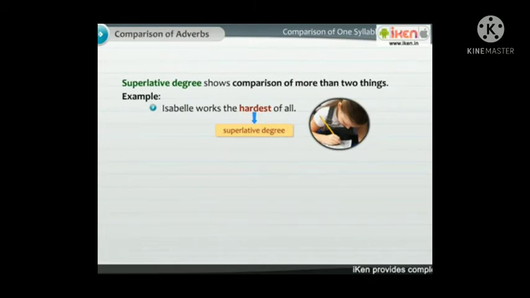Now the next degree is superlative degree, which shows comparison of more than two things. Yes, in adjectives it shows the comparison between more than two nouns, and in adverbs it shows the comparison of the work of more than two nouns. Okay, for example, Isabel works the hardest of all. Now who works the hardest of all? Isabel. It means her work is being compared with the work of everyone, with the rest. So here we have used the third degree or the superlative degree of comparison.